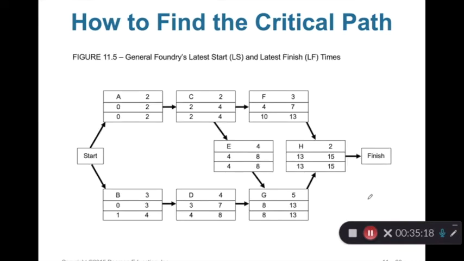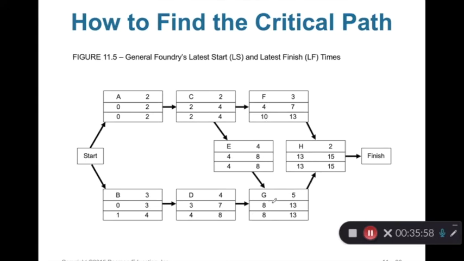Now let's look at the backward pass process. We start from activity H. We know EF and LF for H are equal, so they are both 15. 15 minus 2 equals 13. That's LS for H. Now we go to F. F has only one follower, so we choose the smallest LS, which is 13. 13 minus 3 is 10. So LS for F equals 10.